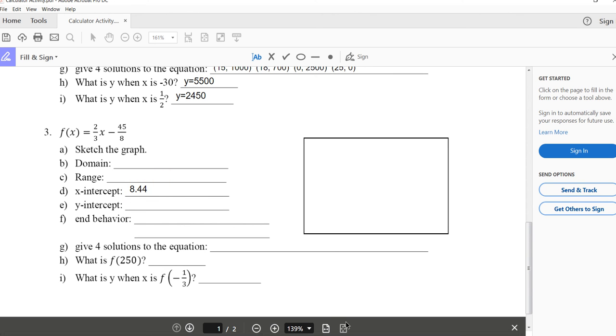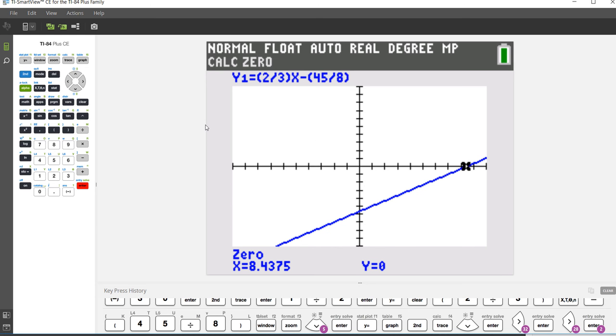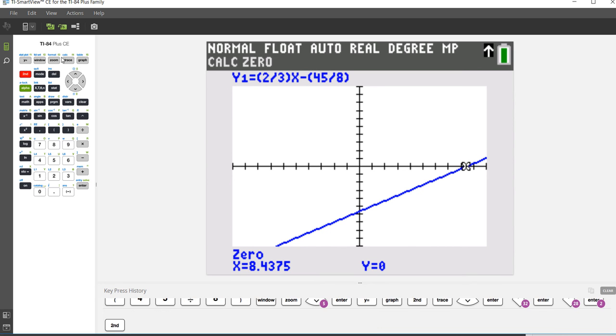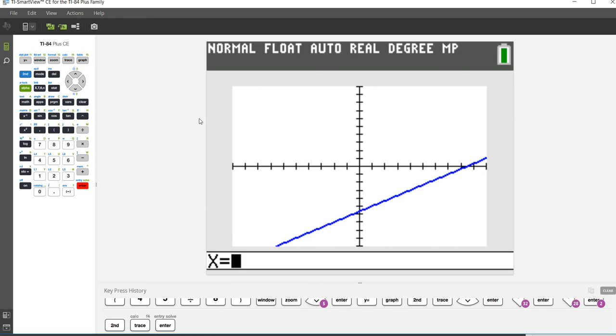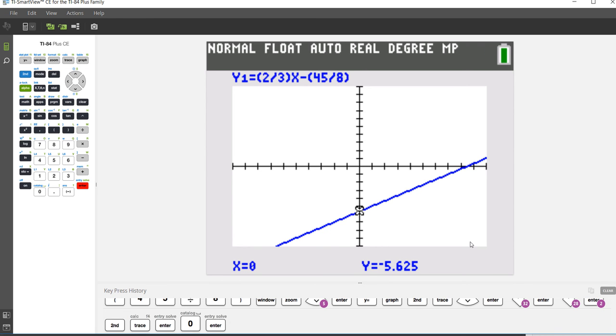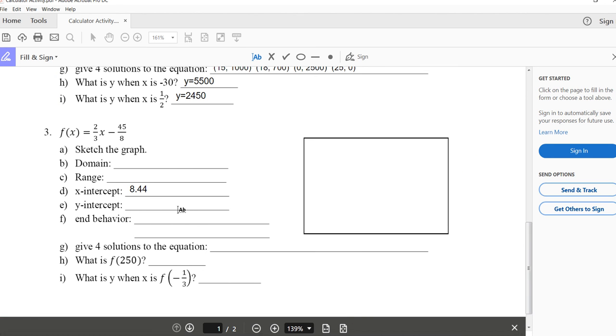The y-intercept. Okay. Now, what is the value of x at the y-intercept? The value of x is 0 at the y-intercept. So I'm going to go to second, calc, value, which is right there, enter. X equals 0. When x equals 0, y is negative 5.625. All right, let's talk about end behavior.